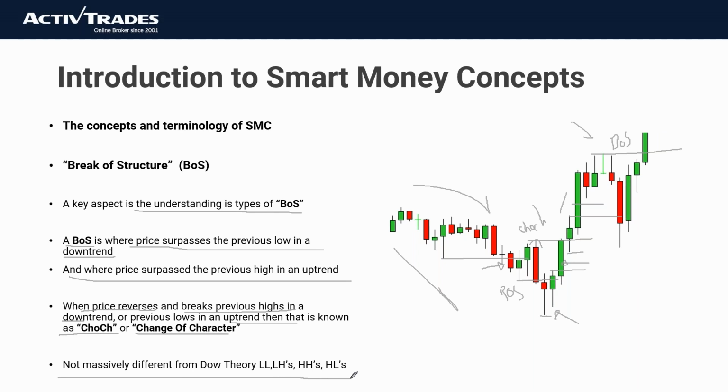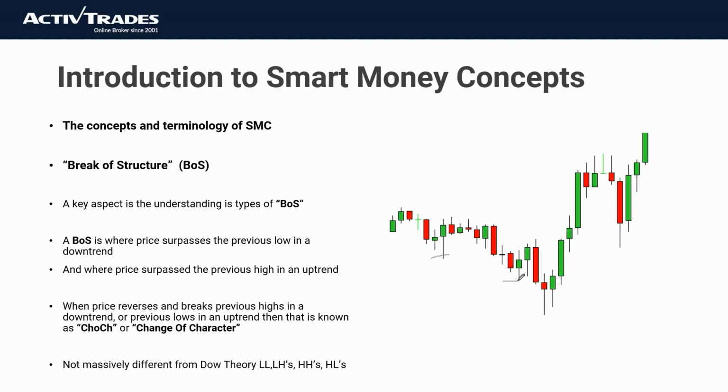But my own view is that I wouldn't necessarily consider it massively different from just simple price action, simple Dow theory of lower lows, lower highs, followed by higher highs and higher lows. Okay, so I would be looking at this. These here, these are lower lows. Okay, these are basically lower highs. All right, and once it's broken, bang, that's a change of character.